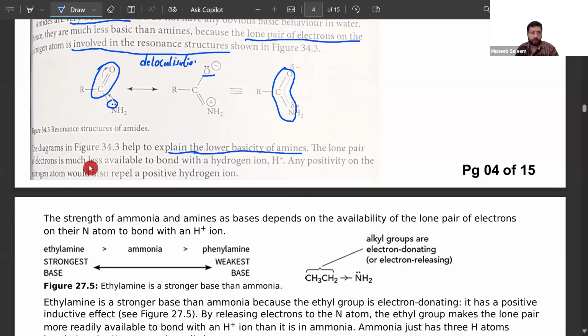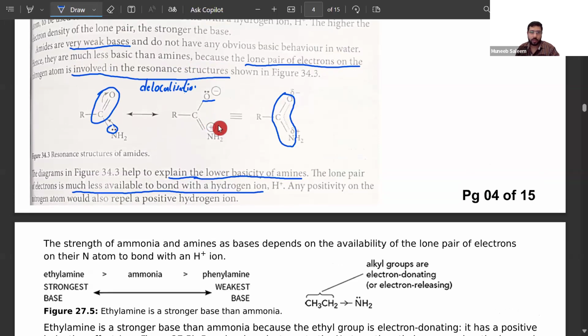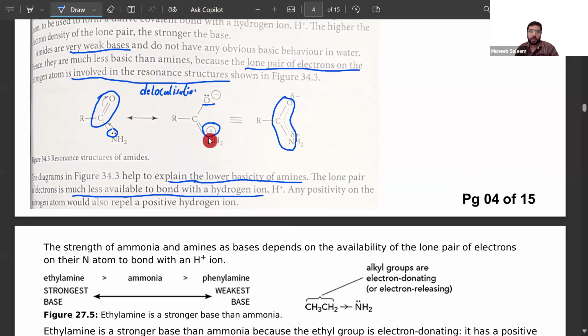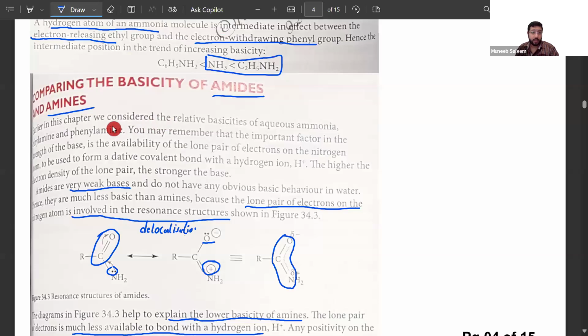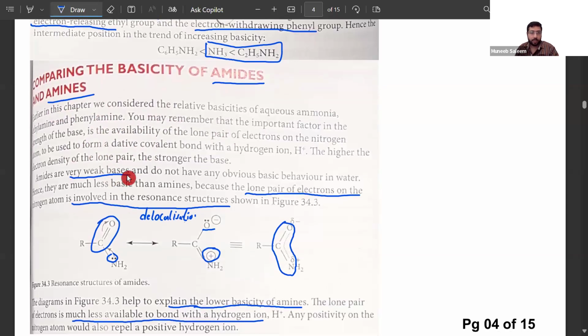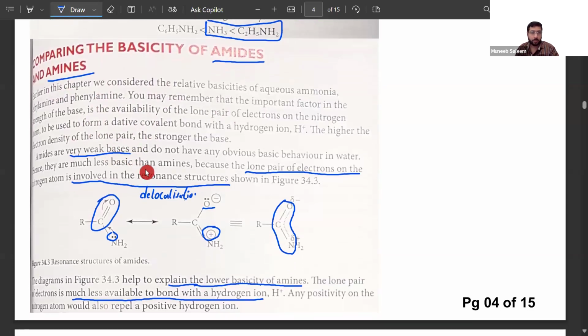Why? The lone pair of electrons is much less available to bond with the hydrogen ion. And a positive on the nitrogen atom would also repel a positive charge hydrogen. So this positive charge is also repelling the incoming hydrogen ion. So that's why we say that it is less stable, it is less basic as compared to the amine. So amine has the alkyl donating group, a positive inductive effect, whereas the amide does not have the electron donating group. On the other hand, it is because of the delocalization of the electrons.